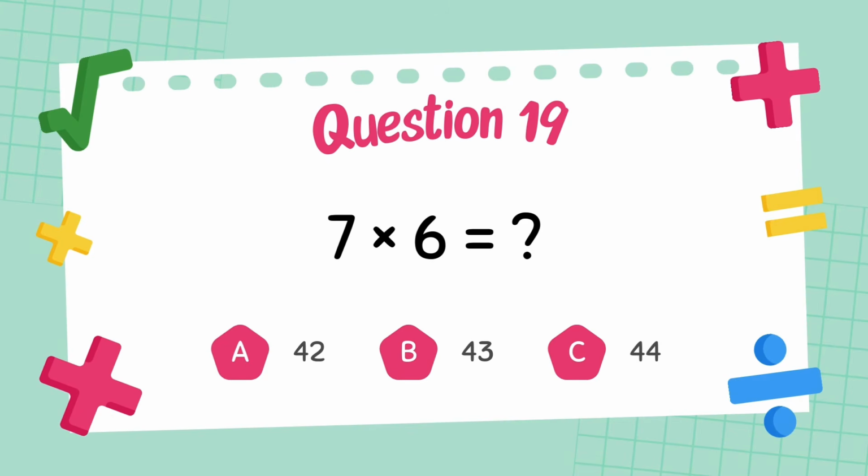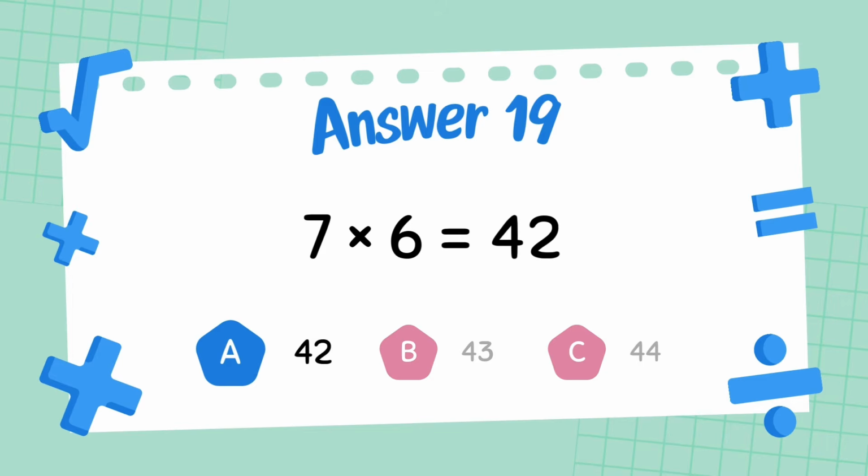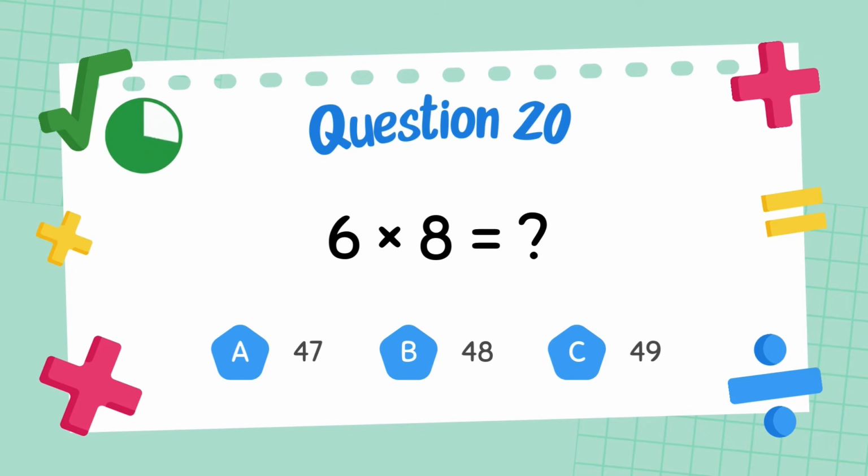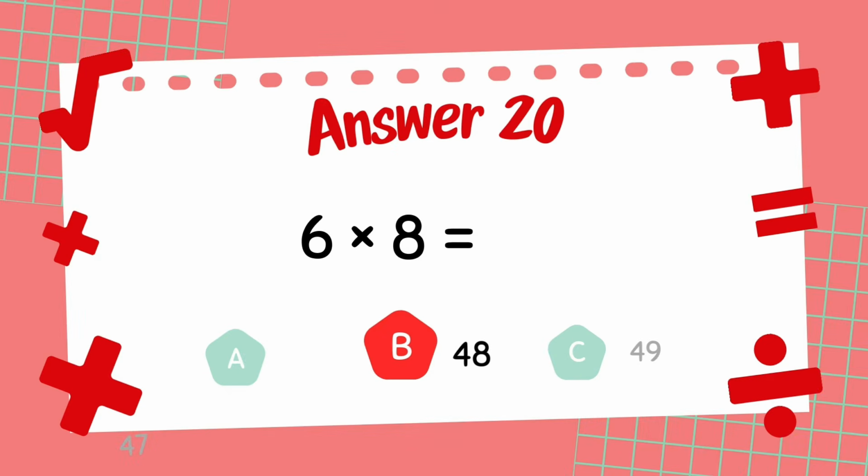What is 7 multiply 6? The answer is 42. What is 6 multiply 8? The answer is 48.